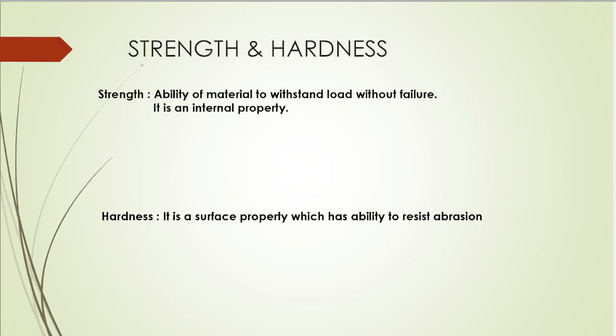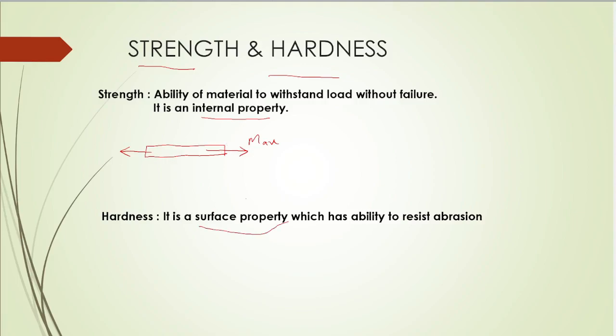Now let's see about strength and hardness. Strength and hardness look similar, but technically these two terms are different. Strength is nothing but the ability of a material to withstand load without failure. This strength is an internal property of a material. See, if we take a metal and apply load, the maximum load which can be applied on it without failure is known as the strength of this metal.